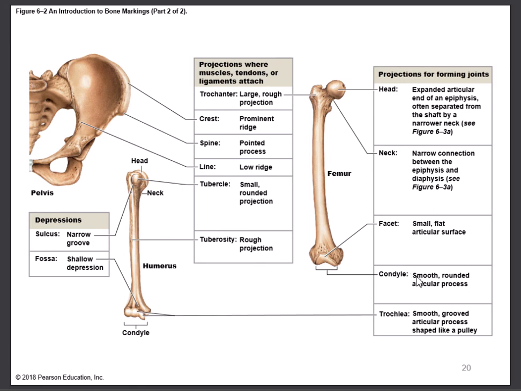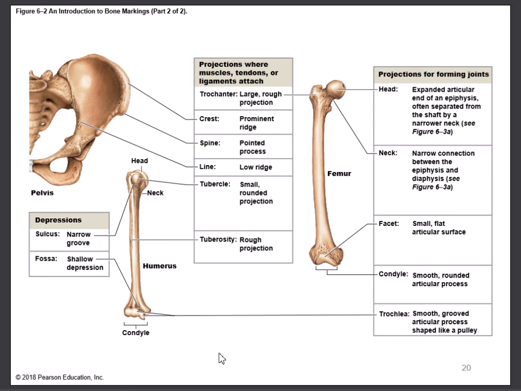Condyles are smooth, rounded articular processes. So you can see over here are the humeral condyles. You can see they're kind of curved, smooth, rounded portions. And then a trochlea is usually a smooth, grooved articular process that looks like a pulley. A trochlea in Latin actually means a pulley, and something's going to pivot around it. So over here, one of our forearm bones, the ulna, will pivot around the trochlea.